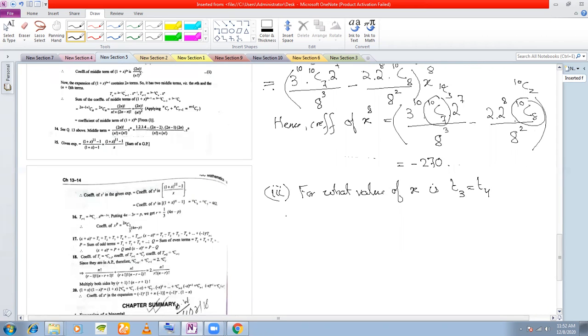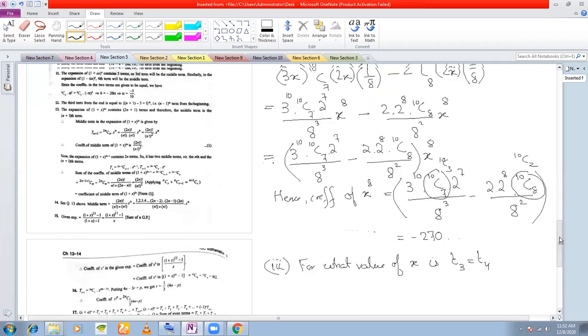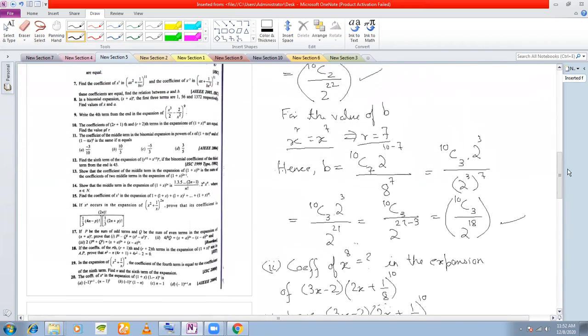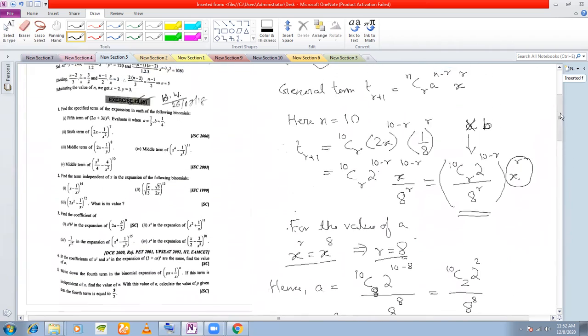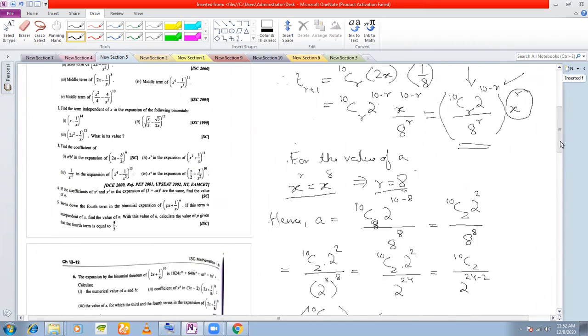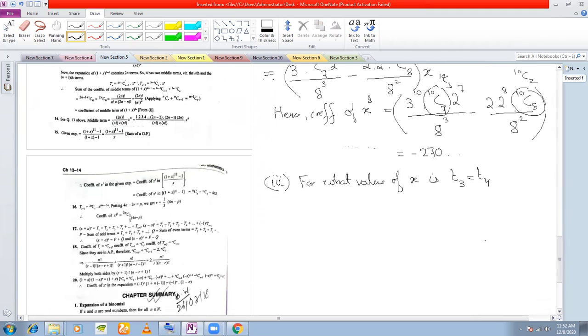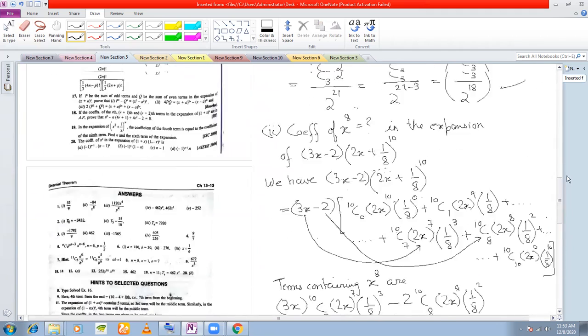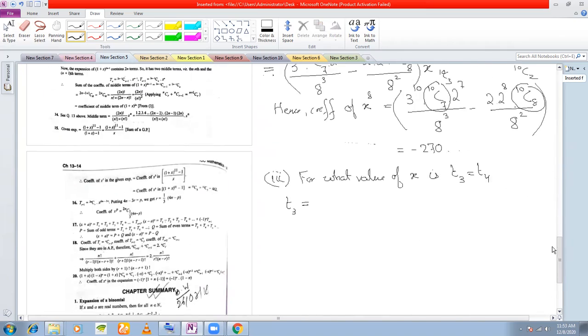So we find T3. What is the general term? Let me write the general term first. The general term we have already written on top. This is our general term, right? Let's put T3. T3 is equal to T2 plus 1, which means this becomes our r.